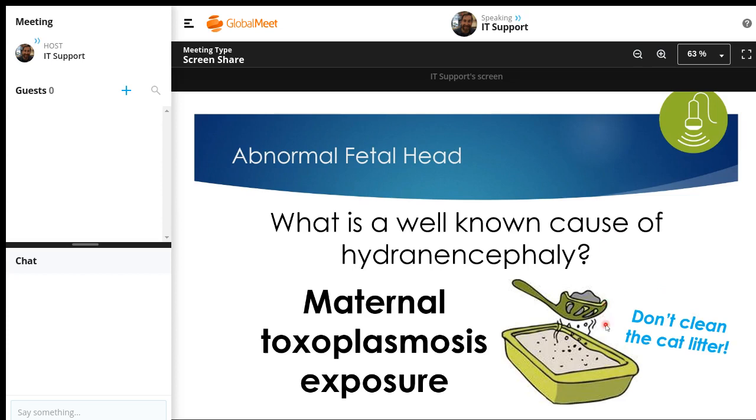So we were talking about toxoplasmosis, how we don't want to clean the cat litter when we're pregnant because of that kind of abnormal exposure. We don't want the exposure to the abnormal substances within cat pee. Other causes of hydranencephaly are cytomegalovirus, herpes, and carbon monoxide exposure. So anything that can harm the baby in the third trimester that's pretty significant will cause this hydranencephaly.